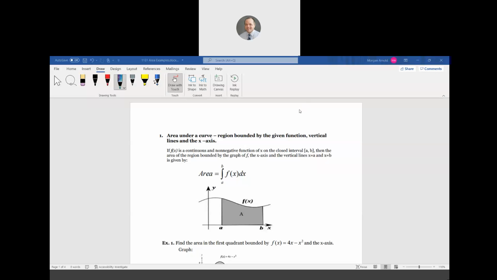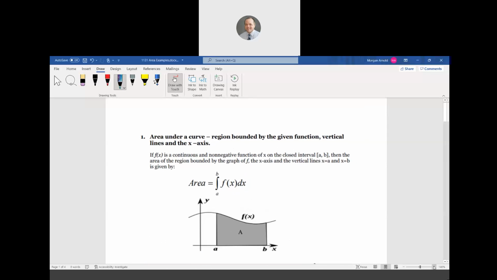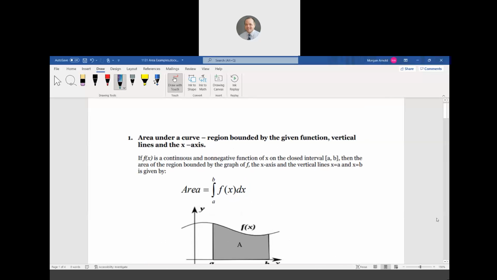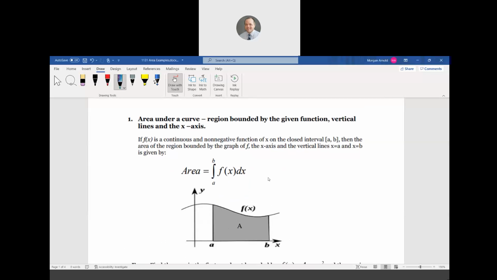Okay, what I wanted to go over with everyone today, both here on campus, off campus, or if you watch this later, is finding area not only under a curve, but also between two curves. So I want to start with the area under a curve first and what that really means.